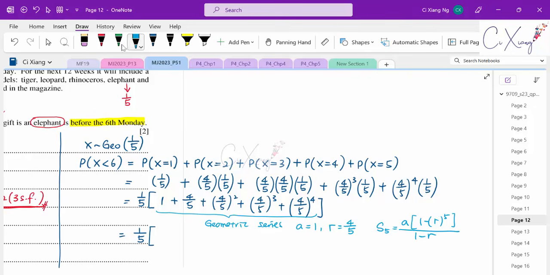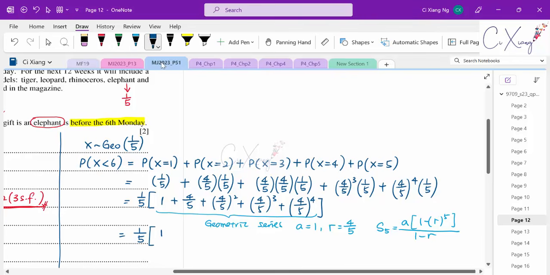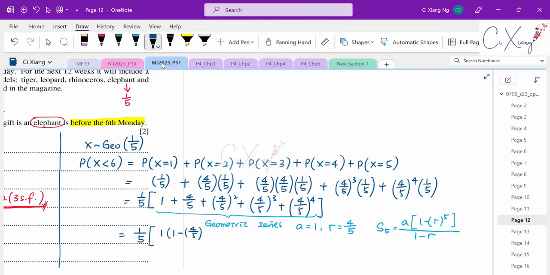So if I substitute the values here, I'll have A, which is 1, multiplied by 1 minus r to the power 5, where r is 4/5, divided by 1 minus r, so 1 minus 4 over 5. And you realize that 1 over 5 and 1 minus 4 over 5 can be cancelled off. They are equal to each other. So in our final answer you can see that we actually get the formula that I showed you just now, which is 1 minus q to the power 5. And therefore you get the answer 0.672.